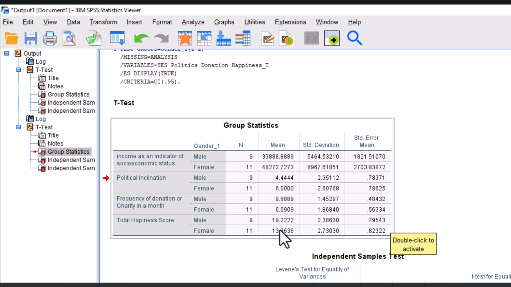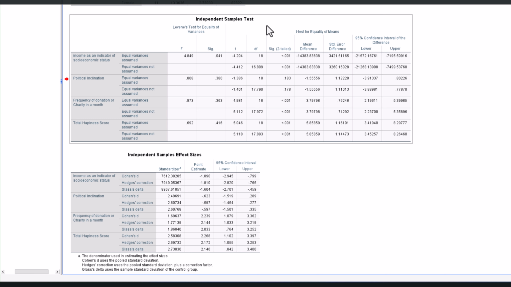Let's refer to the second table for the independent samples t-test. The first variable is income as an indicator, that is socioeconomic status, which we have already discussed. The second variable is political inclination. The significance value for political inclination under Levene's test for equality of variance is 0.380, so the assumption is assumed for this one. However, the results are non-significant for this one.